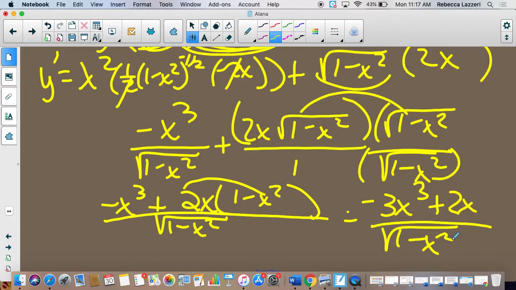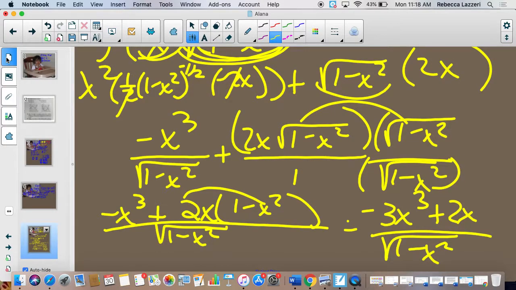All right, so now, Alana, now that I've just done that one, let's go back to some more, and I have a few picked out. So that was a good intense chain rule there, chain rule combined with the product rule.